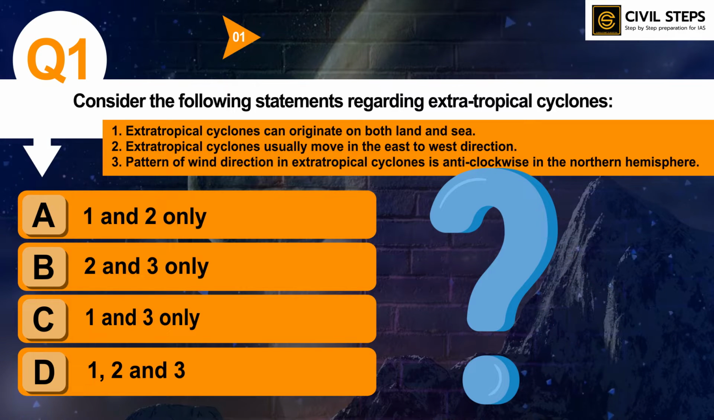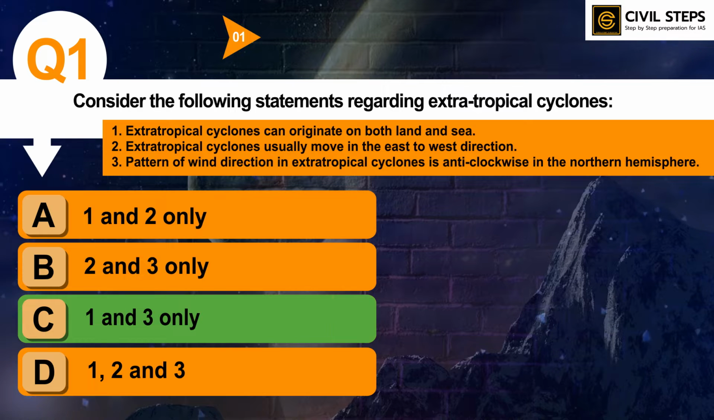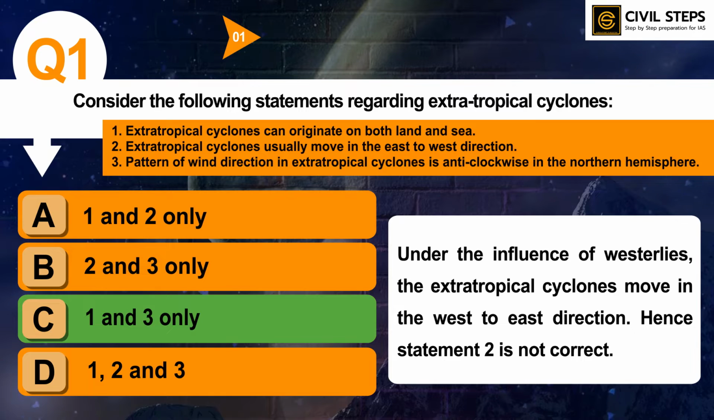So the correct answer of this question is option C 1 and 3 only. So second statement is wrong because under the influence of westerlies, the extratropical cyclones move in the west to east direction. Hence, statement number second is not correct, while statement number 1 and 3 are correct regarding extratropical cyclones.